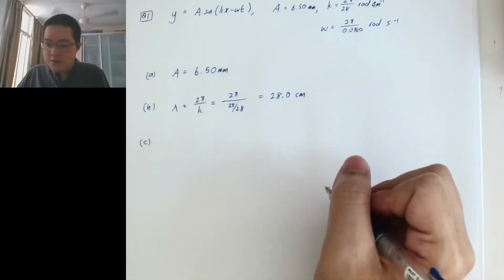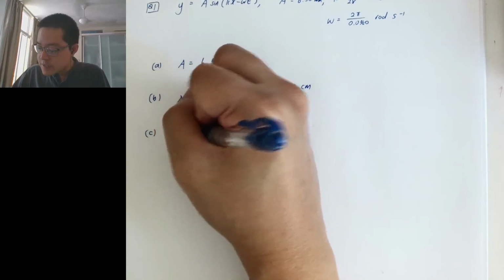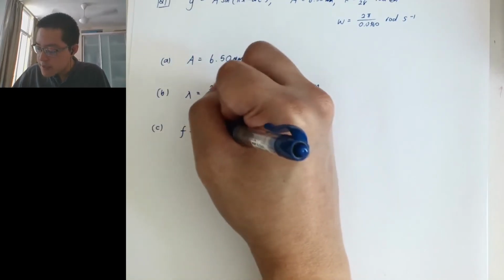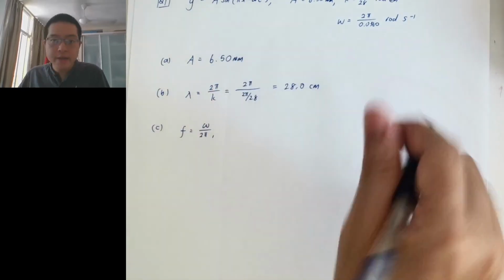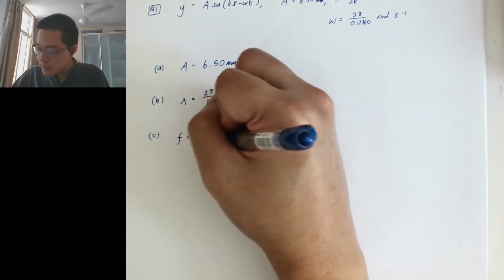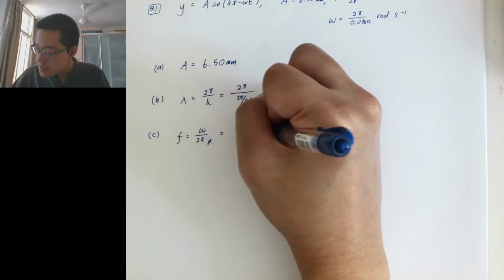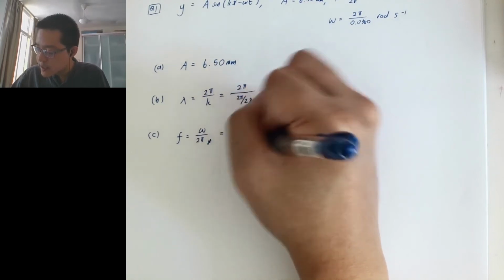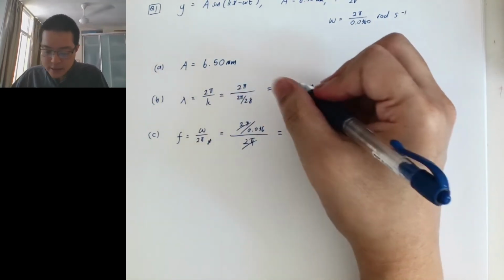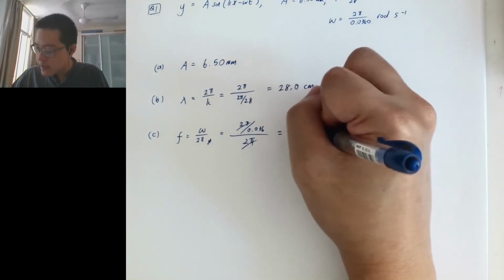And then I want to know the frequency. So the frequency can be calculated from angular frequency by omega divided by 2 pi. So omega itself is 2 pi over 0.036 and then divide by 2 pi. So this will cancel the 2 pi. And this gives me 27.8 hertz.